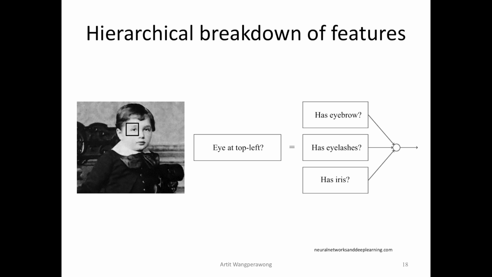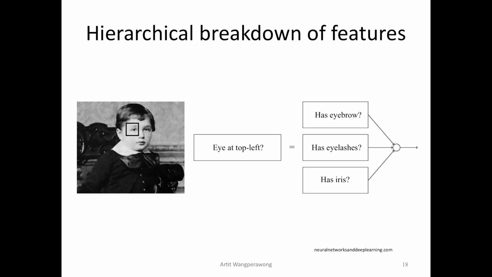Anyway, so we can break that down even more. For the eye that's in the top left, how do we judge if it's an eye? Well, does it have an eyebrow? Does it have an eyelash? Does it have an iris? And you can imagine we can go many, many layers, and that's where it gets deep, because we're really starting high level and we're breaking it down. We're going deeper, all the way down to the raw pixels. Is it what we think it is?